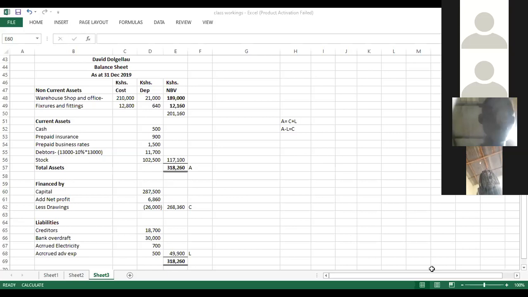Hey, they're coming fast and thick. The balance sheet is shared. Who is the next? I've already talked about provision. I don't want to repeat. Bad debts written off. Do we have bad debts written off in this example? No, we don't.